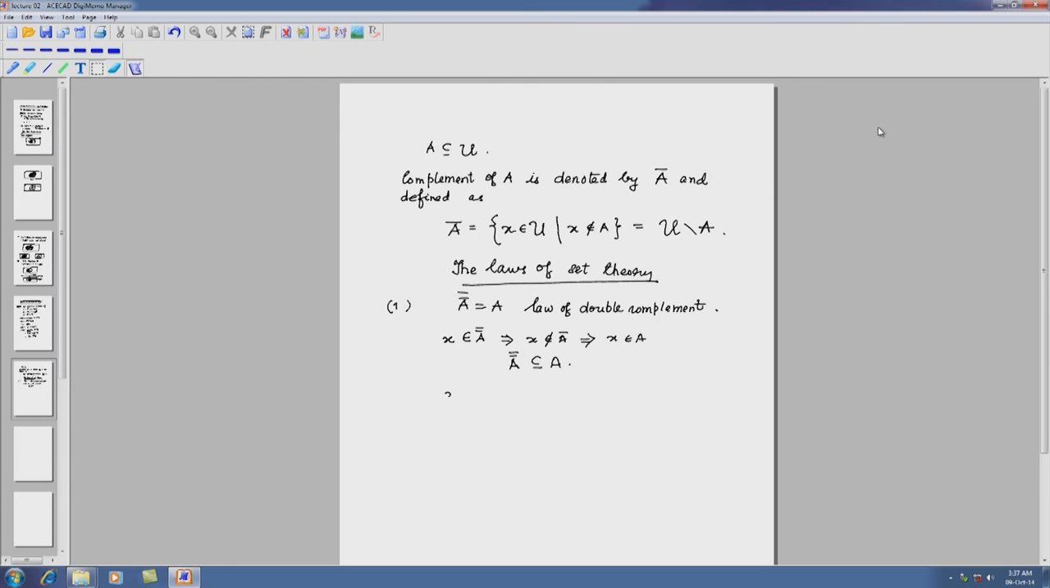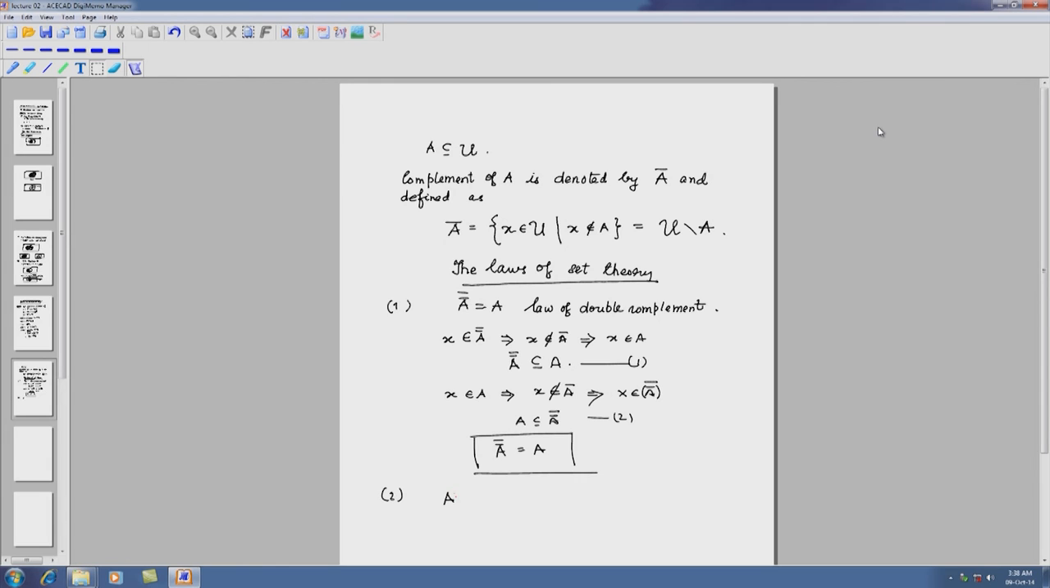On the other hand, if I have an x inside A, this will mean that x definitely is not inside A complement, but from the definition of complement, I can take again a complement, because x is not in A complement, and I can consider A complement as a set with which I am starting. Then I take complement of that, and then x has to be inside complement of A complement, and therefore A must be a subset of A complement complement, and combining these two results, we see that A complement complement is equal to A, which is called the law of double complement.